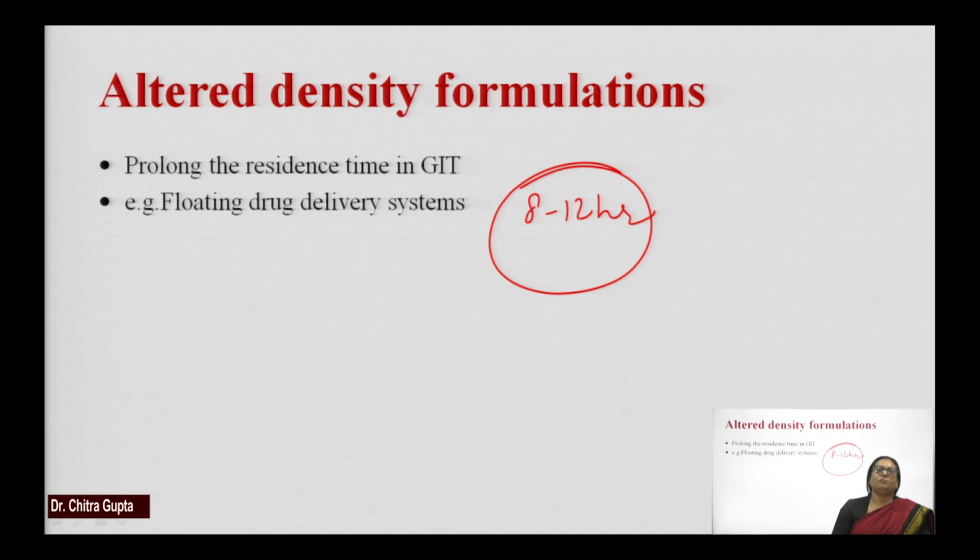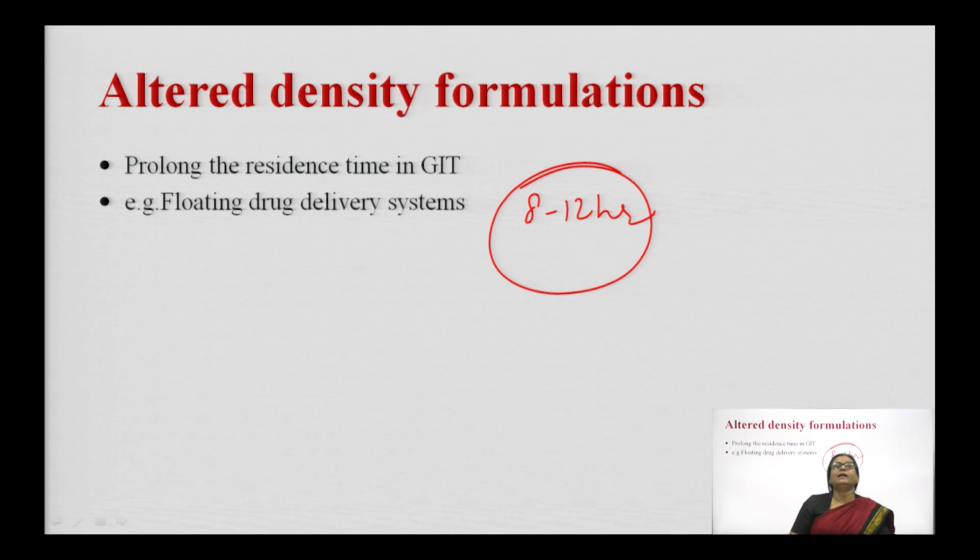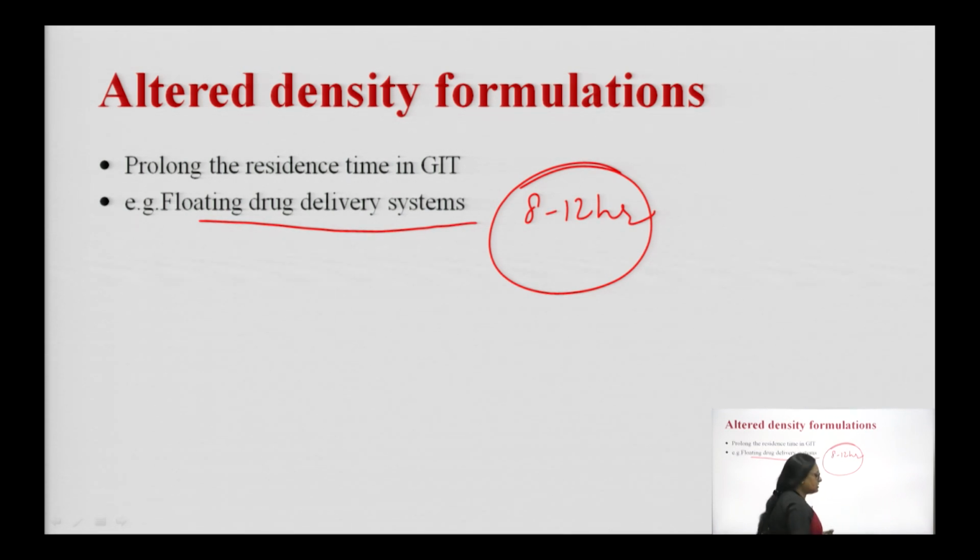What do we do? We prolong the residence time of the dosage form in the body by formulating it as altered density formulations, and one of the approaches is floating drug delivery systems, such that the drug delivery system will float on the surface of intestinal fluid and will slowly release the drug and will remain there for a longer duration of time, more than 8 to 12 hours. These floating drug delivery systems are so important that they have been kept in 3rd unit of your syllabus and will be discussed in details there.